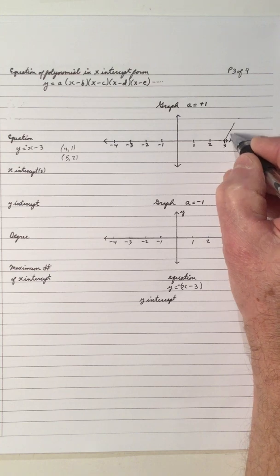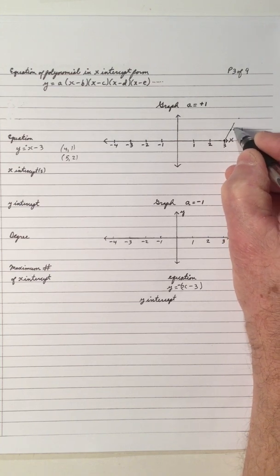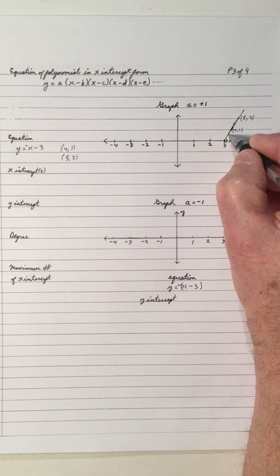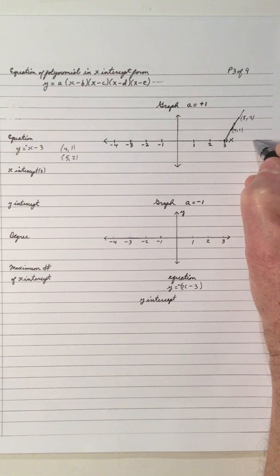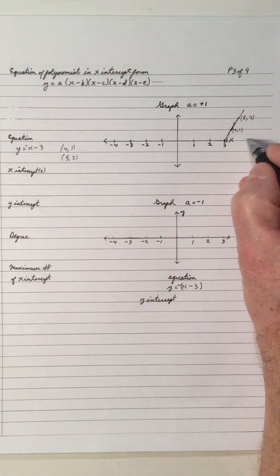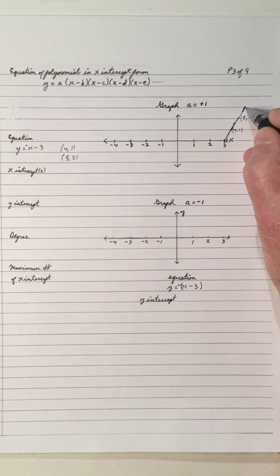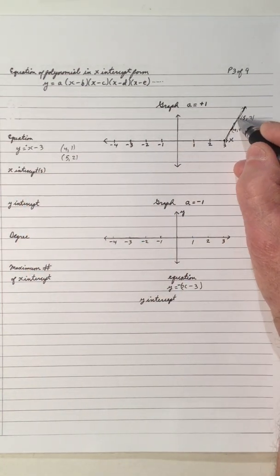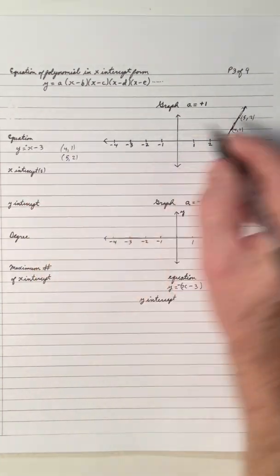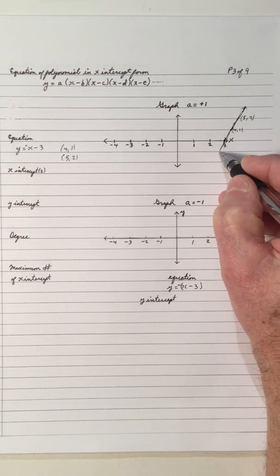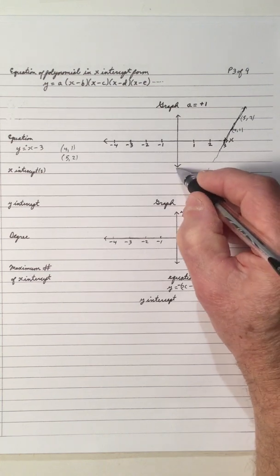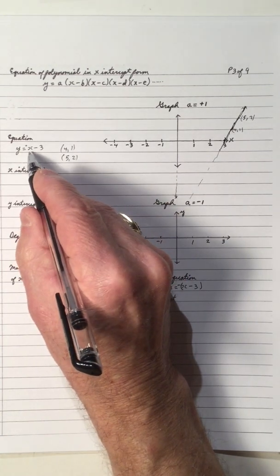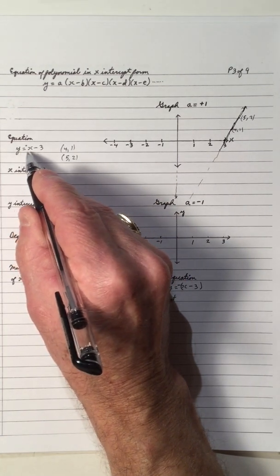So notice, that's 4, 1. That's 5, 2. So that means that as you move to the right, the x is getting positive, and the y's are going up and up and up. Because it's plus, it goes up to the right. So now it has one x-intercept because the degree is 1. You come on through and it's coming on down.